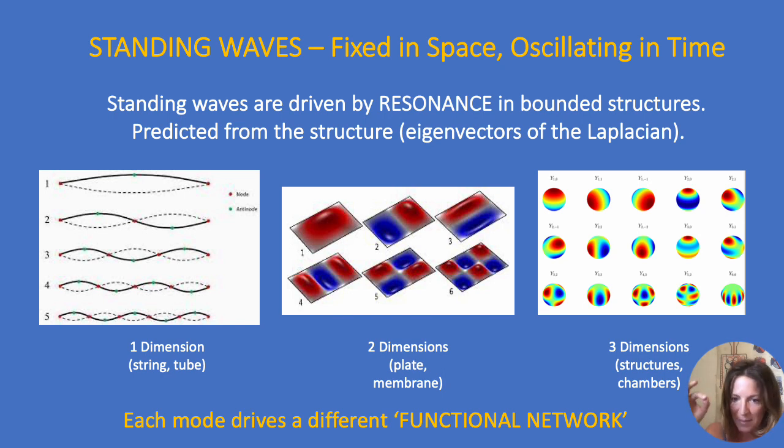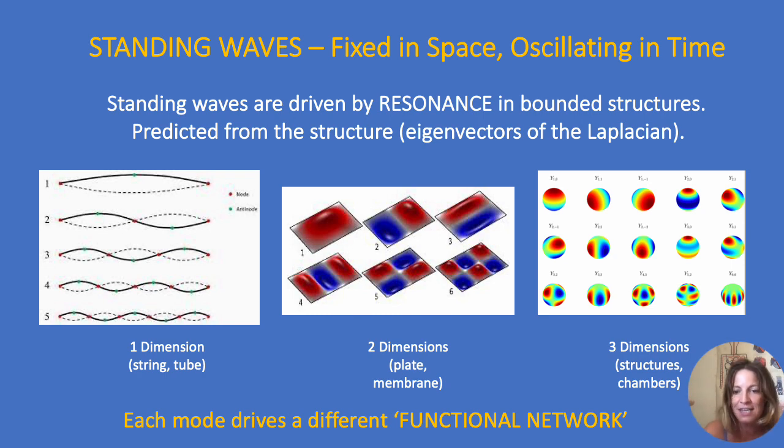They can be observed in one dimension, like in strings and tubes, in two dimensions, like in the famous Chladni plates, or in membranes, or even in three dimensions, such as in structures or resonant chambers and rooms. As you can see, the same structure can have different possible standing waves. And as you see in the middle, in the red and blue colors, all the points that are in the red areas, when that standing wave is activated, will oscillate in phase, so they will drive a given functional network, right?